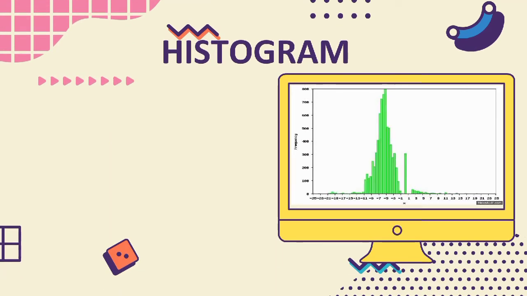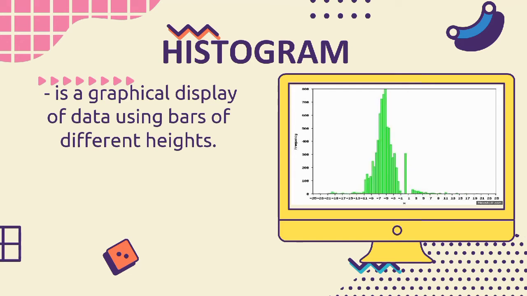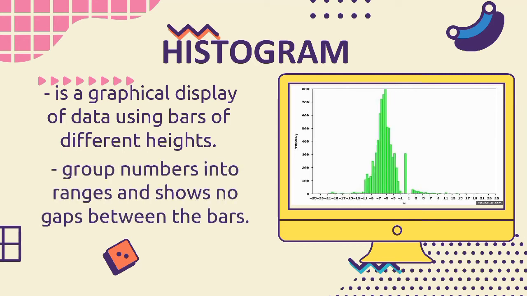The next type of graph is the histogram. A histogram is a graphical display of data using bars of different heights. It is similar to a bar chart, but a histogram groups numbers into ranges and shows no gaps between the bars. The height of each bar shows how many fall into each range. The histogram is constructed as a sequence of vertical rectangles. Unlike in a bar graph, where we have vertical and horizontal, here in a histogram we only have vertical rectangles. Each rectangle is drawn with the base equal to the class interval and a height corresponding to the class frequency.